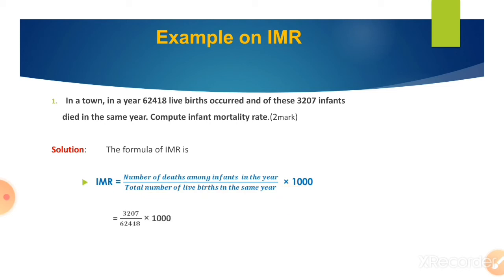Now we substitute the values. The number of deaths among infants in the year is 3,207, divided by the total number of live births, 62,418, into 1,000. After solving this, IMR is equal to 51.38. Here 51.38 indicates that out of 1,000 live births, the infant mortality rate is 51.38.